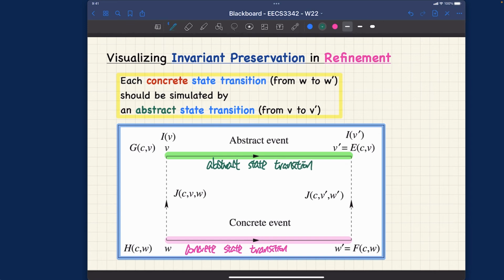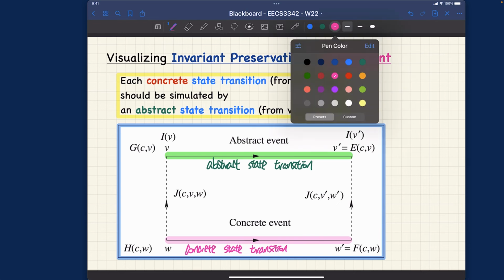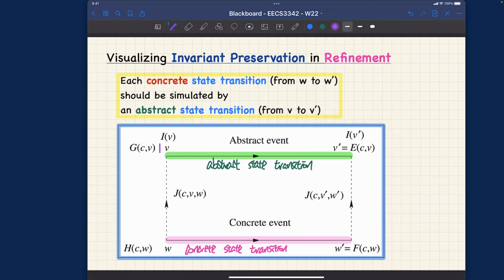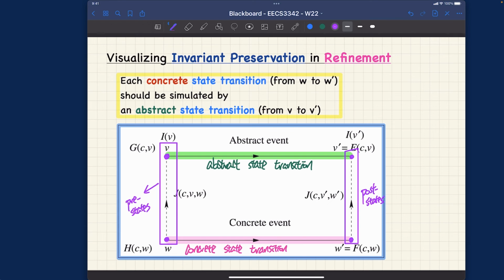You can think about this part over here as the pre-states. This part over here is the pre-states for both concrete and abstract state. So this part is the pre-state for the transition. This will be the abstract pre-states, and this will be the concrete pre-states, right? I don't need to write it down. You already see what I mean. And this part over here is really the post-states. And obviously, this will be the abstract post-states, and this will be the concrete post-states, right?